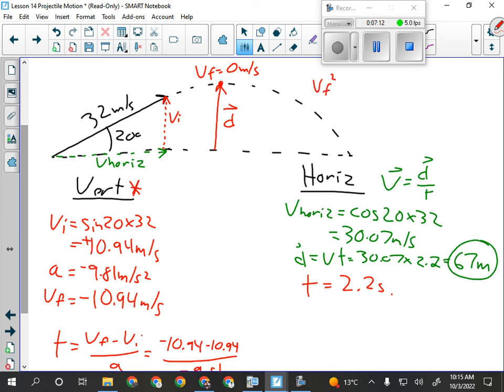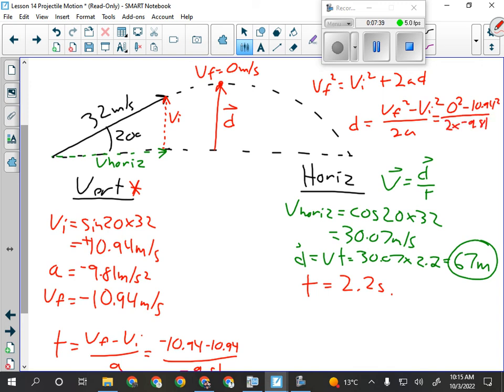VF squared equals VI squared, I've got those two numbers, plus 2A, which I also have, times D, which I'm looking for. Right, so I manipulate that for D and say VF squared minus VI squared over 2A will give me the maximum height of the General Lee. So that'll be 0 squared minus 10.94 squared divided by 2 times negative 9.81.